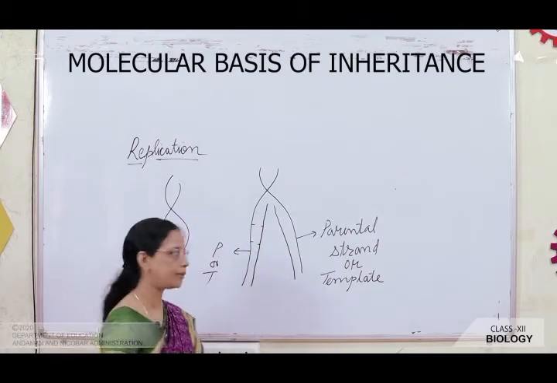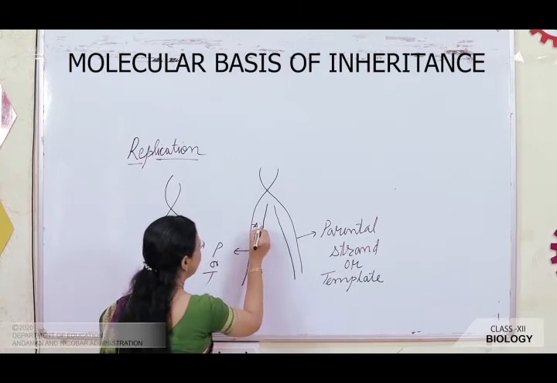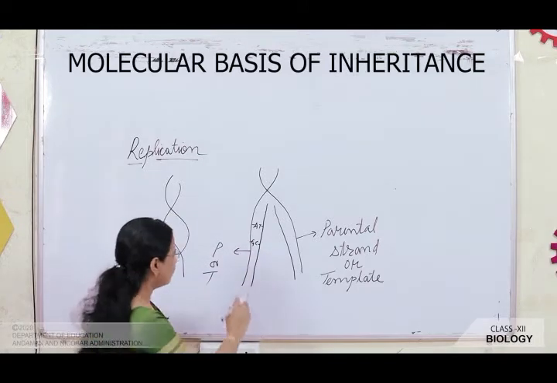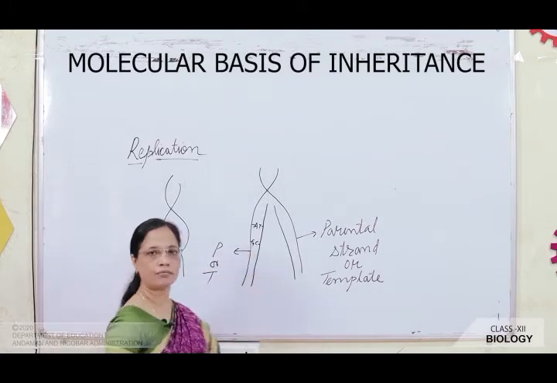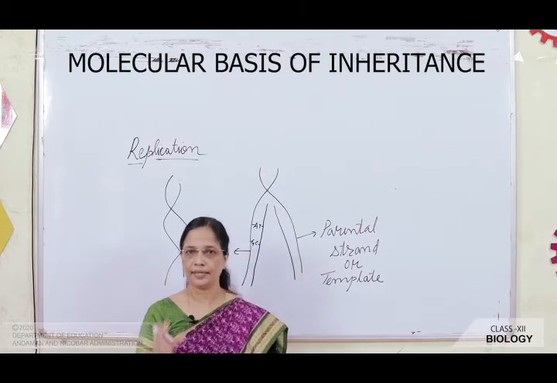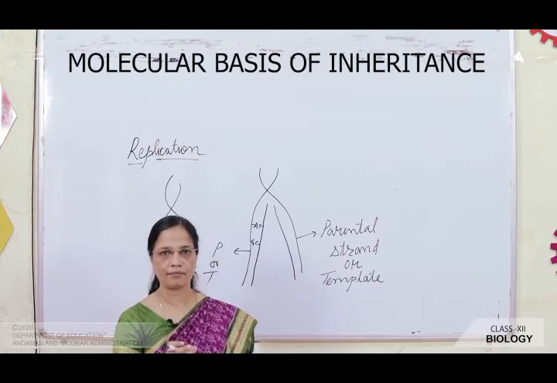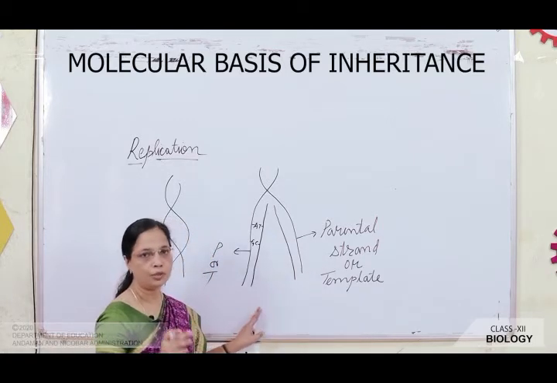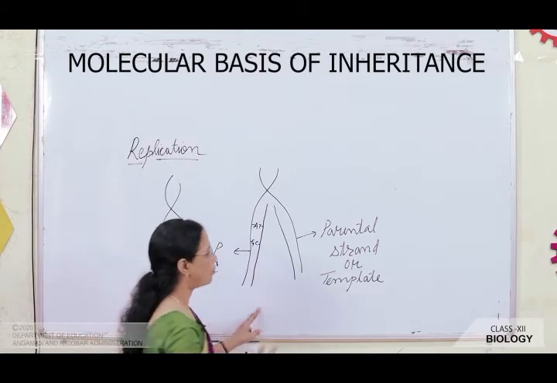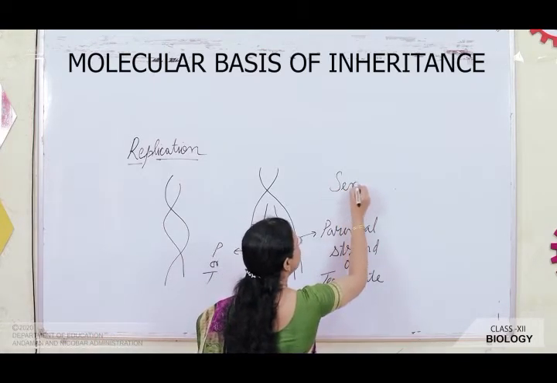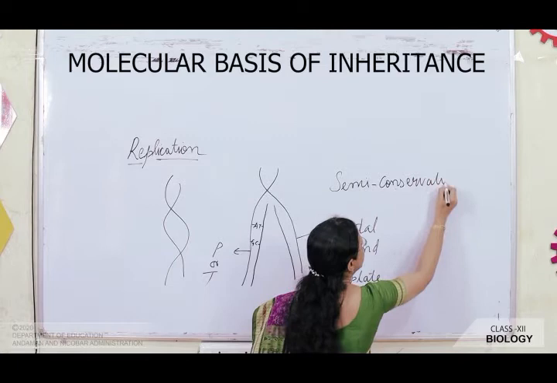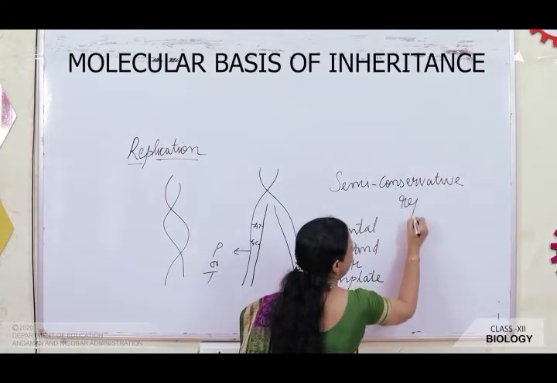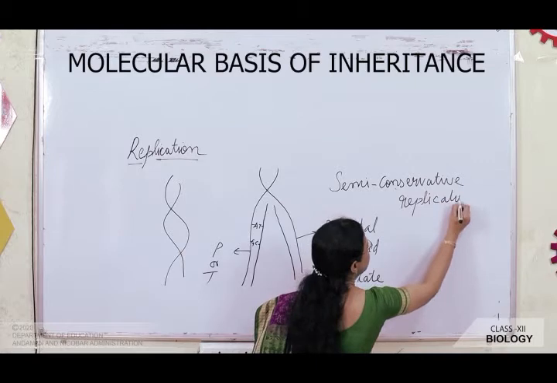What do you mean by complementary? Complementary means A always pairs with T, G pairs with C. So the new strand is complementary to the parental strand. After the completion of the replication, the new DNA has one parental strand and the other a newly synthesized strand. This type of replication is known as semi-conservative replication.